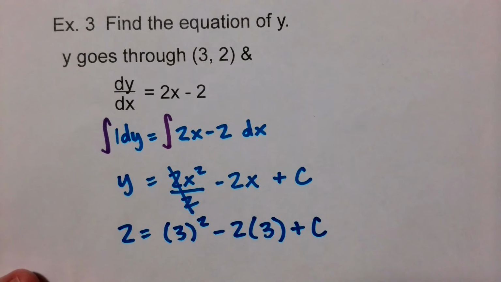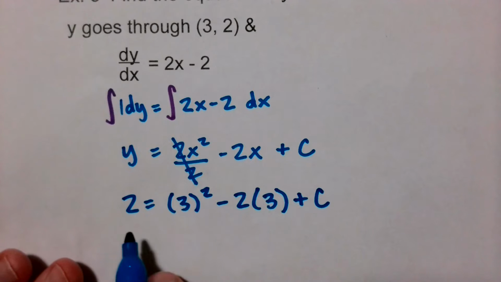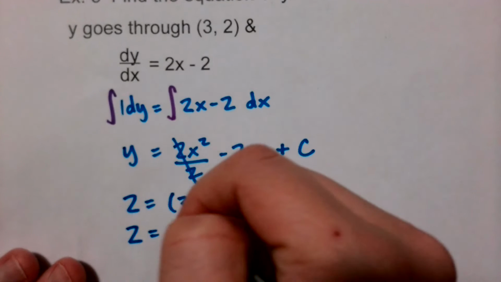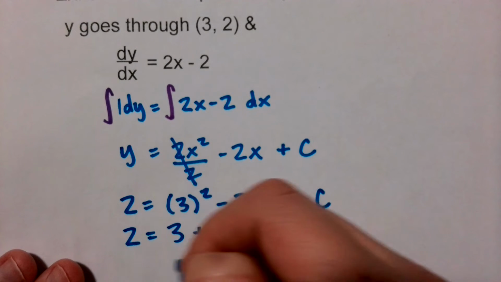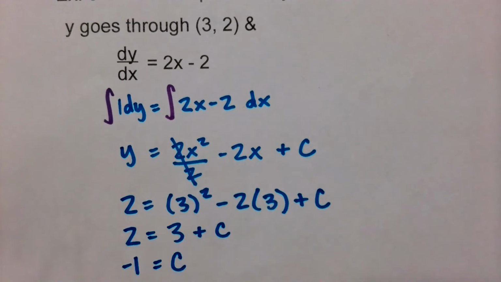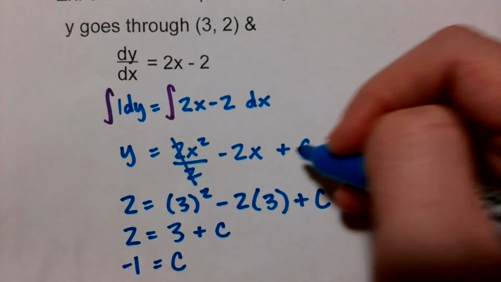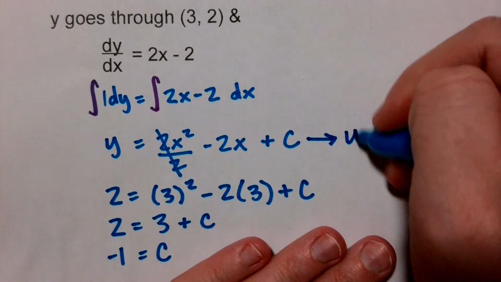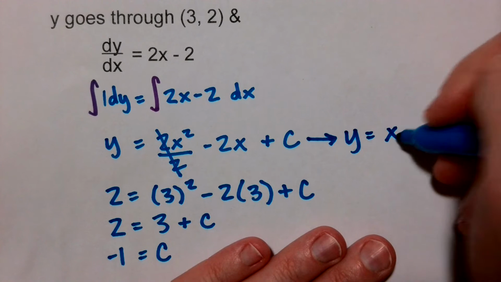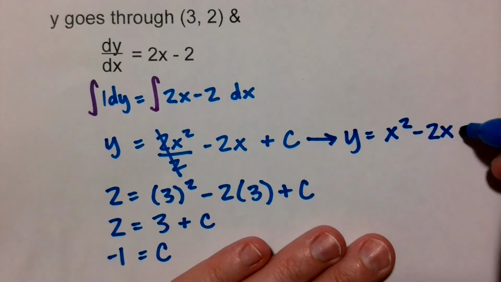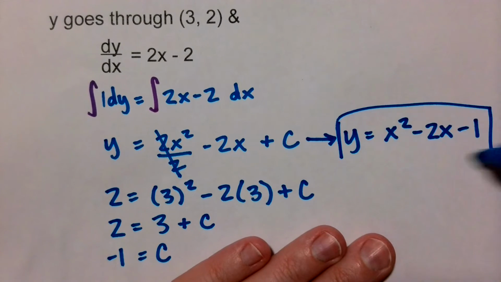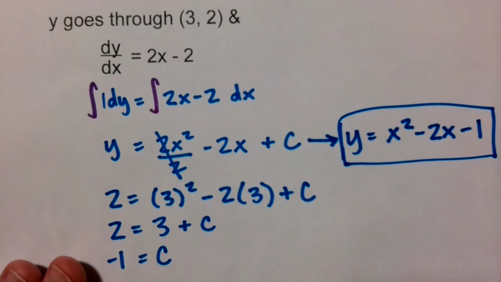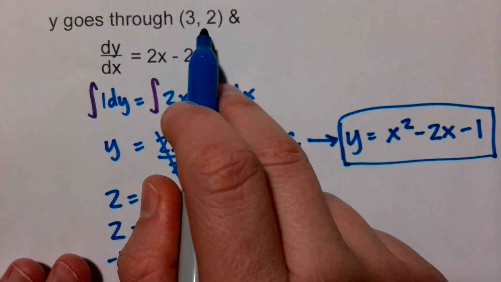And that means that I can solve for c. Okay, so we'll have this 2 equals 9 minus 6 plus c. So we get c is negative 1, and then I can go back to where I had y up here, and now we know it is the specific function x squared minus 2x minus 1. That is the function that not only has 2x minus 2 as its derivative, but it goes through the point 3, 2.